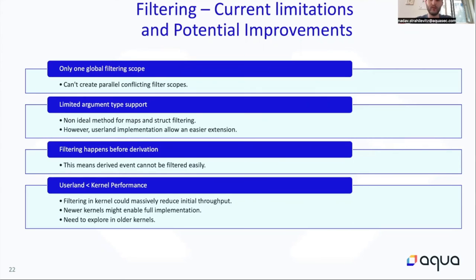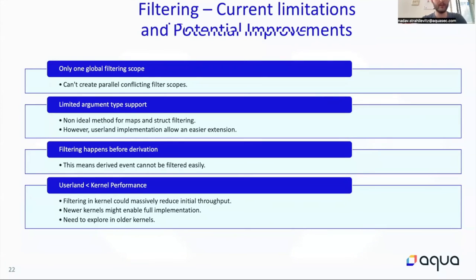Third, filtering happens before event derivations. Finally, filtering in userland is at the end of the day less performant than working inside the kernel due to stopping submissions from the get-go. It's possible that we could maybe move some of the string filtering capabilities we have to the kernel in the future, maybe only for some specialized events, and maybe from newer kernels and downward.